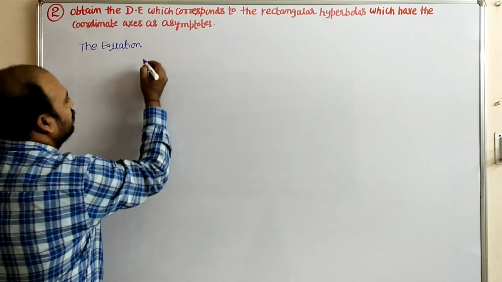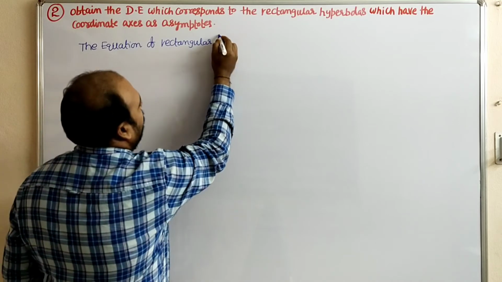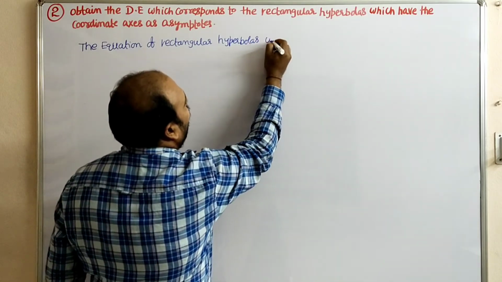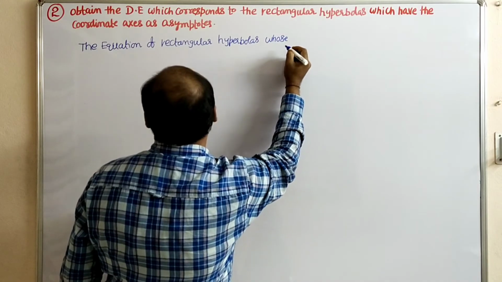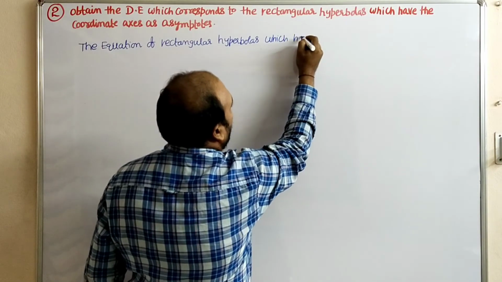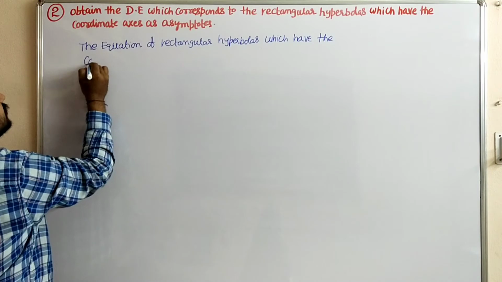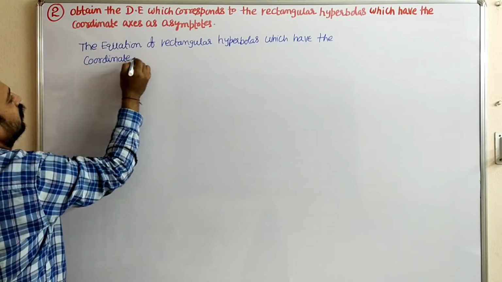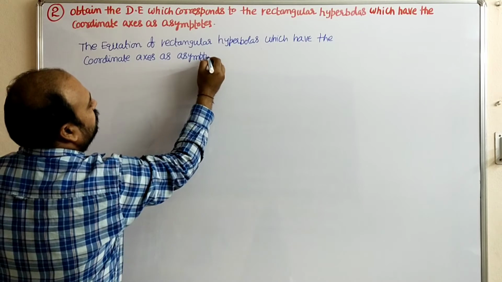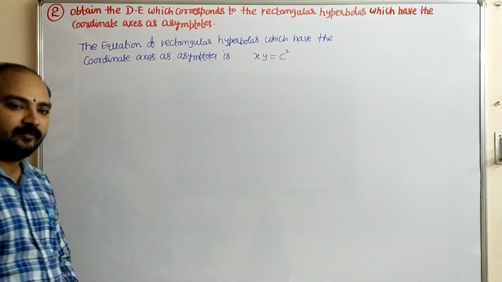The equation of rectangular hyperbolas which have the coordinate axis as asymptotes, whatever is in the question, that we have to write, is xy equal to c square, where c is a constant. Xy equal to c square.